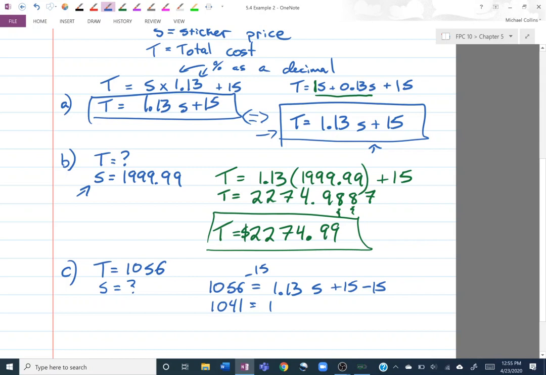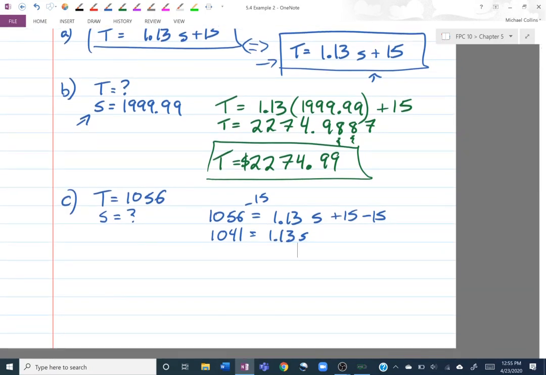1,041 on the left-hand side and 1.13 S on the right-hand side. To get S all by itself, I'm going to get rid of the 1.13. It's 1.13 times S, so I'm going to divide both sides by 1.13. On the right-hand side, 1.13 divided by 1.13 is 1. 1 times S is S, so those are effectively gone.